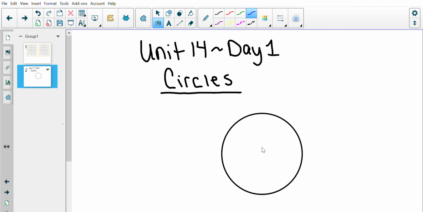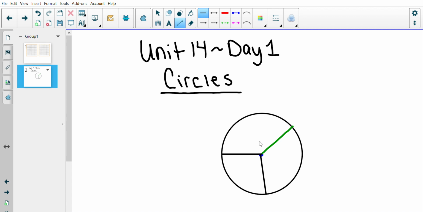So we know in a circle, the distance from the center to the rim of the circle is the same length no matter where you go. As long as you're going from the center to the rim, every segment is equidistant from the center. And we know from geometry that those segments, the segments from the center to the rim, are called radii. And we know in a circle, all radii are congruent.